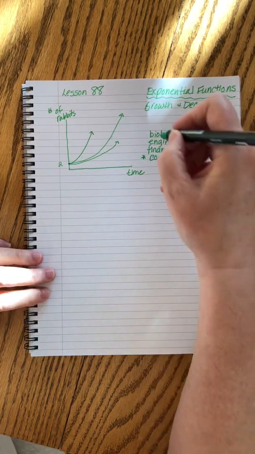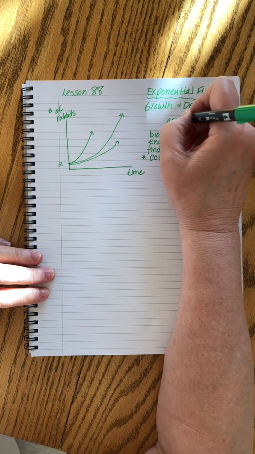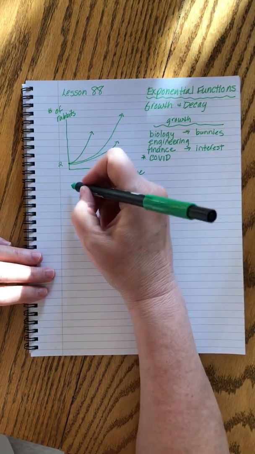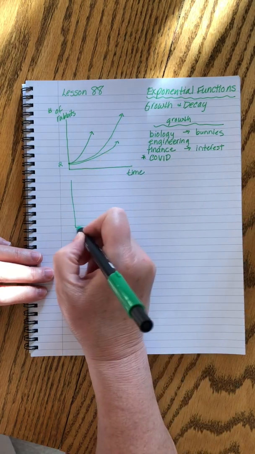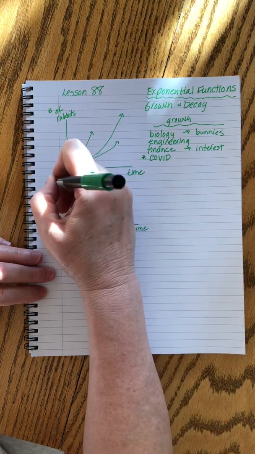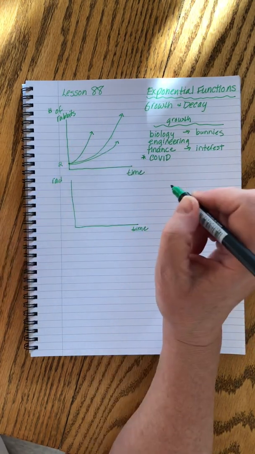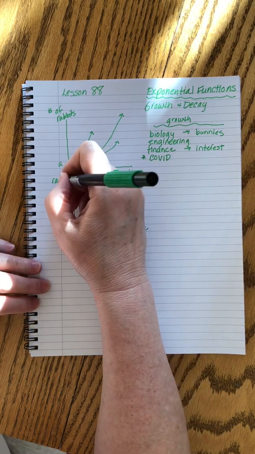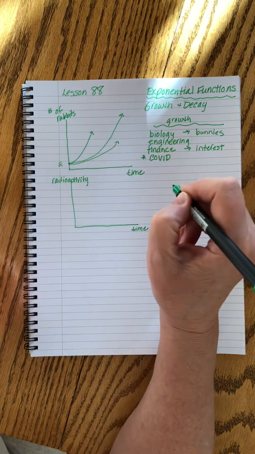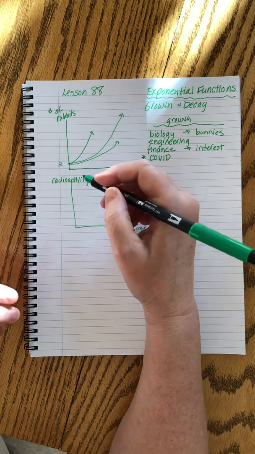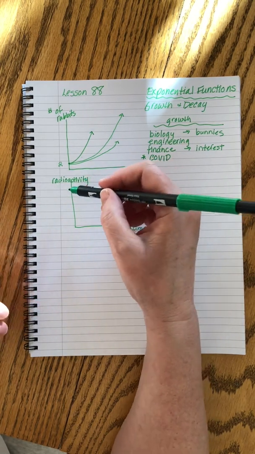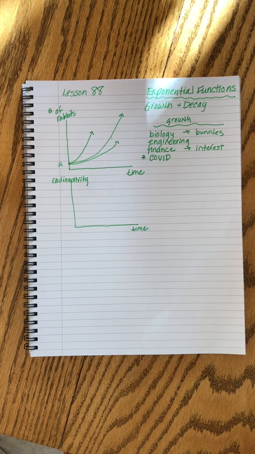Now, this is called growth. These are the growth examples, and notice they're all going up. We also can have what are called decay functions. And again, it's time. And typically, we're talking about radioactivity, which shows up naturally in certain substances, but over time, the radioactivity will decay. It will break down and go away.